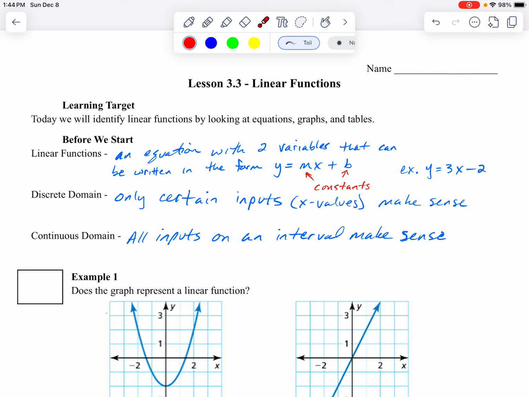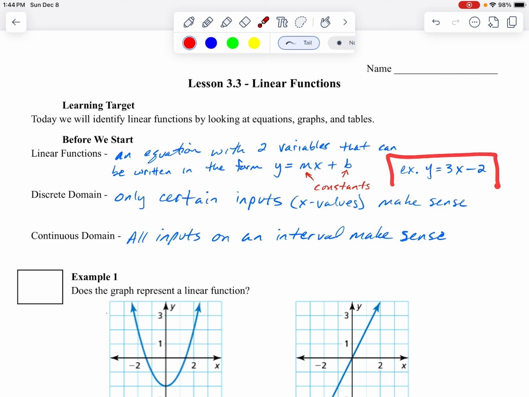We can write it in this form, y equals mx plus b. We're going to be seeing this a lot. And in this case, the y and the x are always going to stay variables. They'll always be y and x, whereas the m and the b are what we call constants. They're just going to be a number.